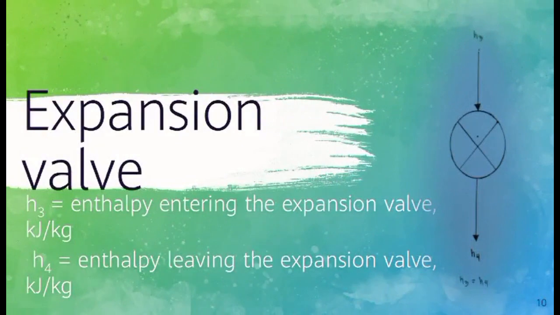Next is the expansion valve. The expansion valve removes pressure from the liquid refrigerant to allow expansion, or change of state, from a liquid to a vapor in the evaporator. Some of the liquid refrigerant evaporates as it passes through the expansion valve, but the greater portion is vaporized in the evaporator at the low pressure and temperature. H3 is the enthalpy entering the expansion valve, and H4 is the enthalpy leaving the expansion valve. The value of enthalpy at H3 is equal to H4.